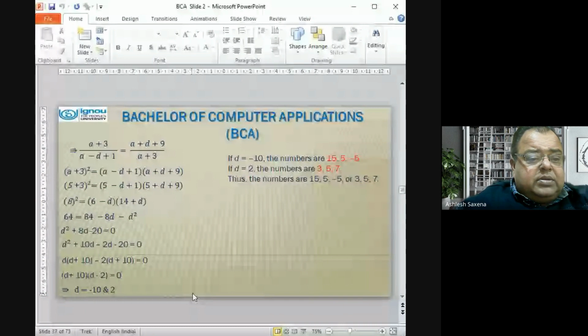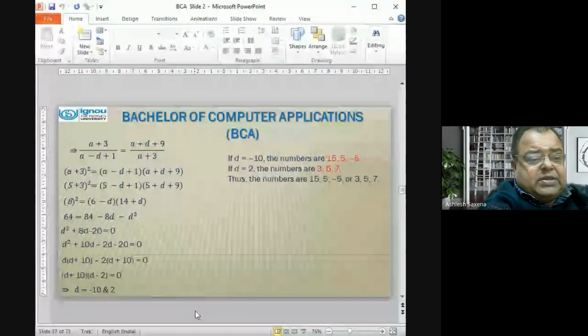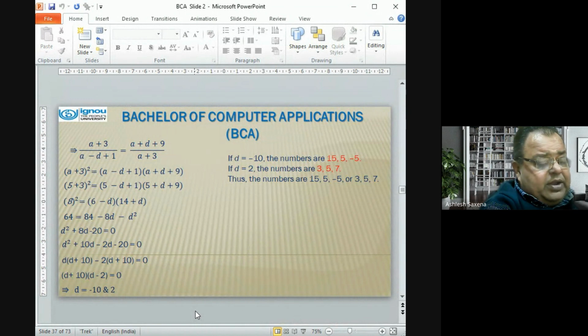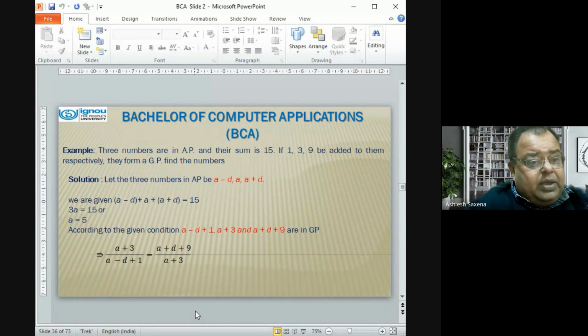That means your equation D square plus 8D minus 20 will be split as D square plus 10D minus 2D minus 20. D common, it will be D plus 10, minus 2 common. In the second bracket, you will get D plus 10. Take D plus 10 as the first factor. Then you will be left with D minus 2. Now see, you are going to get two values of D. That is minus 10 and 2. Place that here in this part.